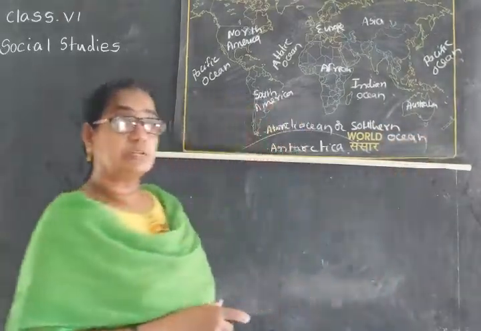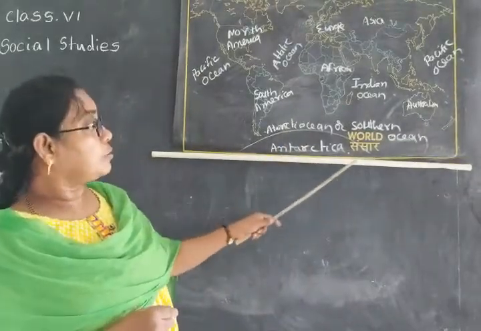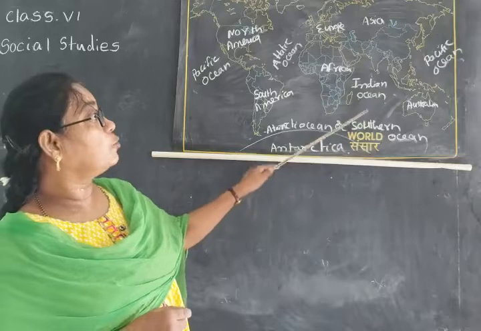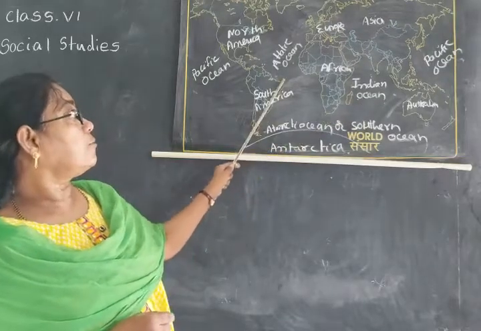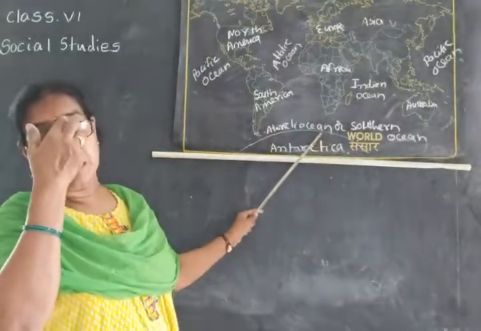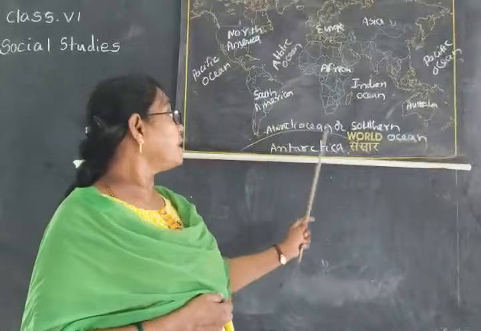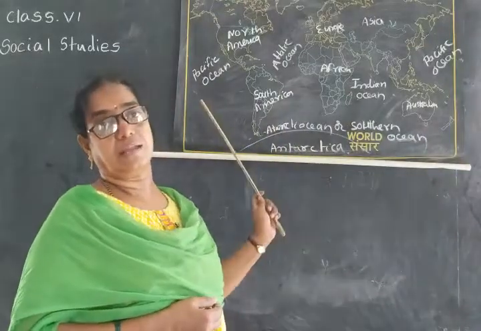Okay, the Southern Ocean is located in the south part of the map, and it is not only the southern part but also the south part of the Indian Ocean, the south part of the Atlantic Ocean, and the south part of the Pacific Ocean together form the Southern Ocean. That's why it is called the Southern Ocean. And it is around the Antarctica, that's why it is called the Antarctic Ocean.